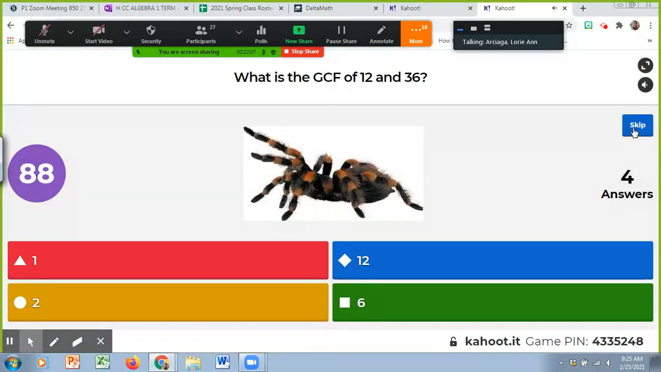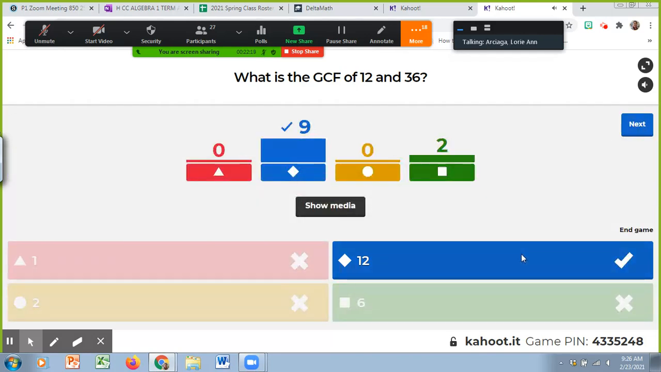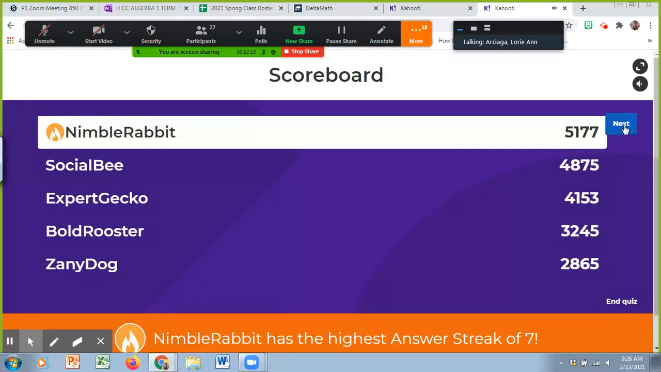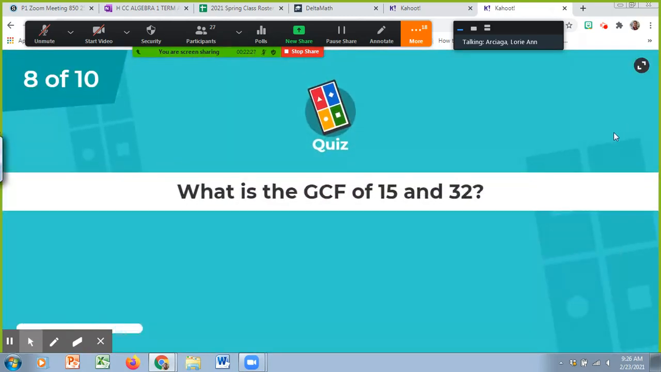12 and 36. Oh, look at that. That's scary. What's that? Tarantula? Bug? What's that? All right, skip. Here we go. Oh, all right. 12 times 3 is 36. Still Nimble Rabbit. Let's go.